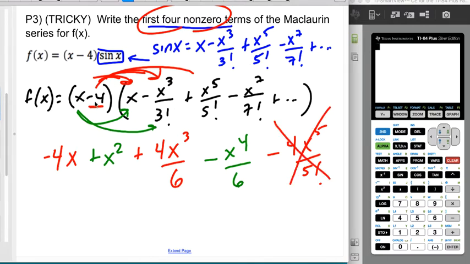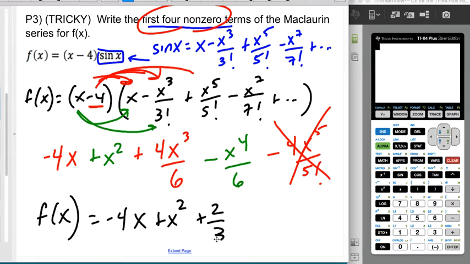Anything I do to multiply past that, if I take the x times the x to the 5th, that's an x to the 6th. That's still farther than I need. Everything else I do would be higher than an x to the 4th. So it turns out that the only terms I need are my f of x is equal to negative 4x plus an x squared plus, and you could leave it as 4/6, or you could make it a 2/3, it doesn't matter, minus 1/6 x to the 4th plus dot, dot, dot, dot, dot. And those are my first 4 terms.